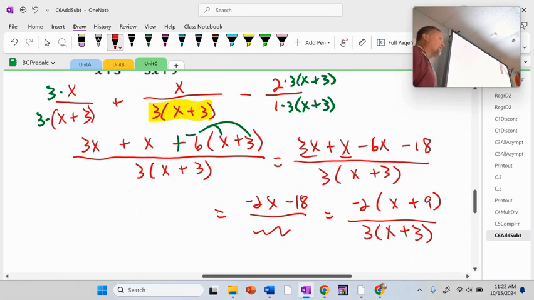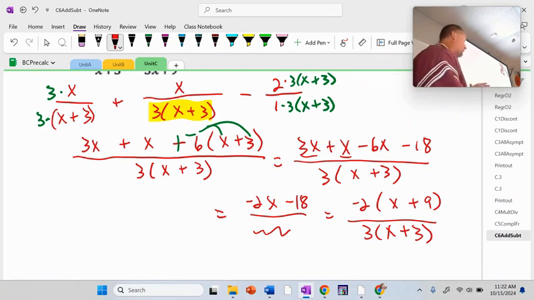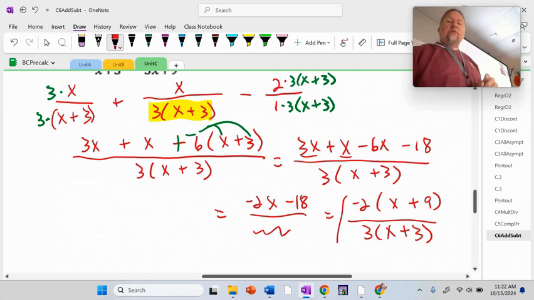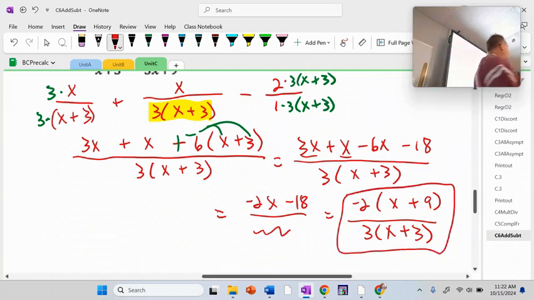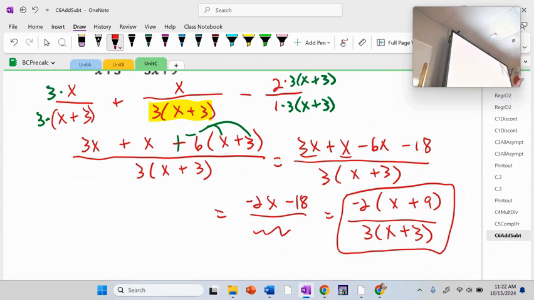Then I'll put this over 3 times x plus 3. You can leave it in factored form. You should get it in factored form in case something cancels. But if it doesn't, you're not required to redistribute and write it in multiplied out form. I don't know. Decide it yourself.